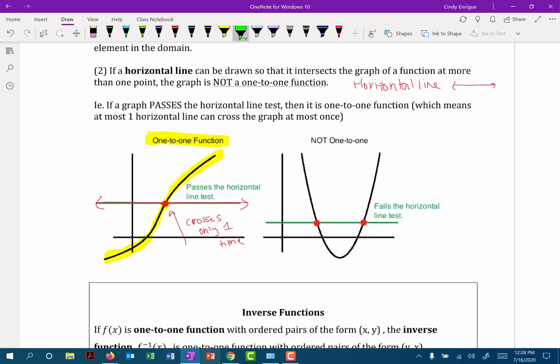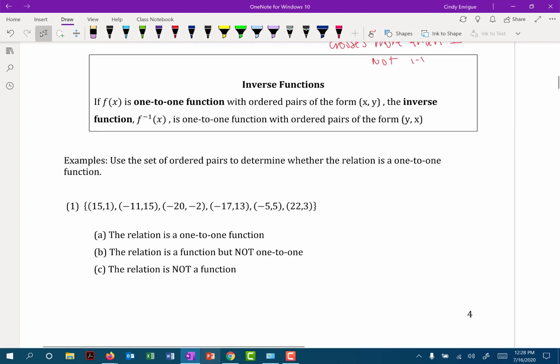Versus when you have not a one-to-one function, that means we're looking at this graph. This graph happens to be a parabola. And if I draw that horizontal line, it crosses it twice, so it crosses more than one time. So therefore, not a one-to-one function. Okay? So let's think about this.